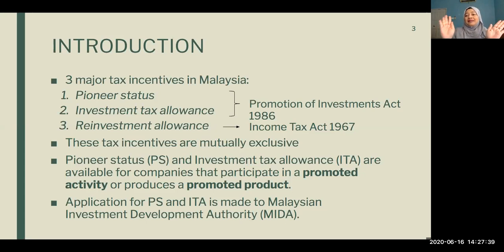If pioneer is better, then you will advise the client to go for pioneer status. But if ITA is better, then go for ITA. In order for you to make that judgment, in order for you to advise your client, you have to do the computation. And remember that the pioneer status, or this tax incentive, is given for 5 years.